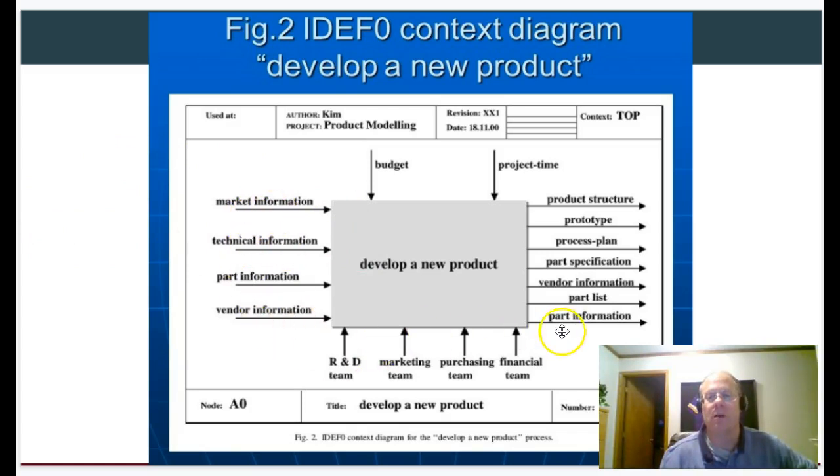This is a little bit more information about how to develop a product. It has its inputs, has its outputs, it has its controls up here. Yep, budget is always a control, time is always a control, and then of course you have your resources that make that happen. Now, how does that break down even further?